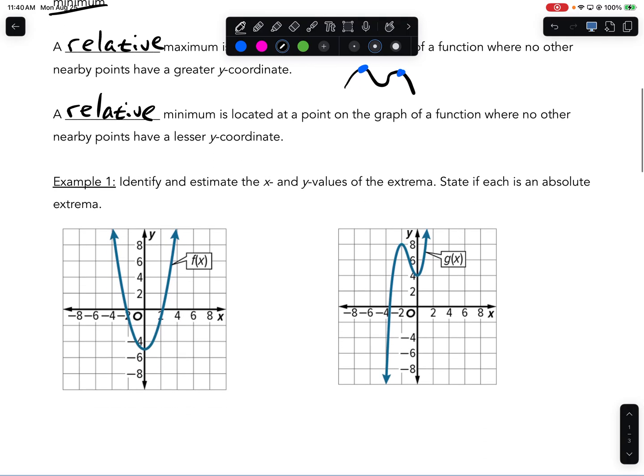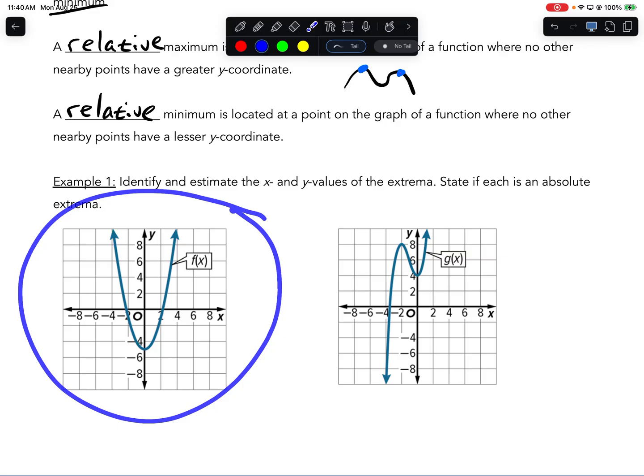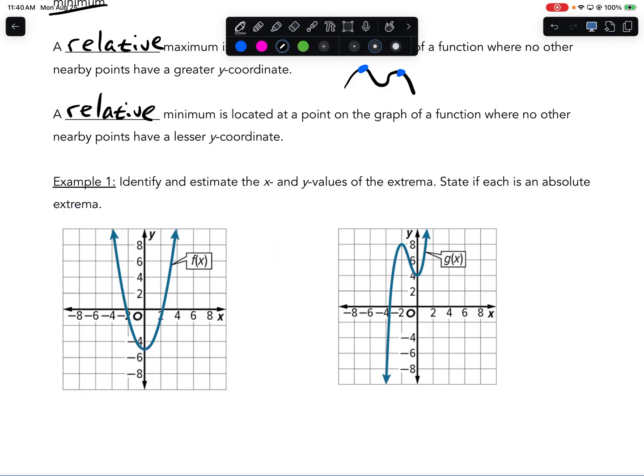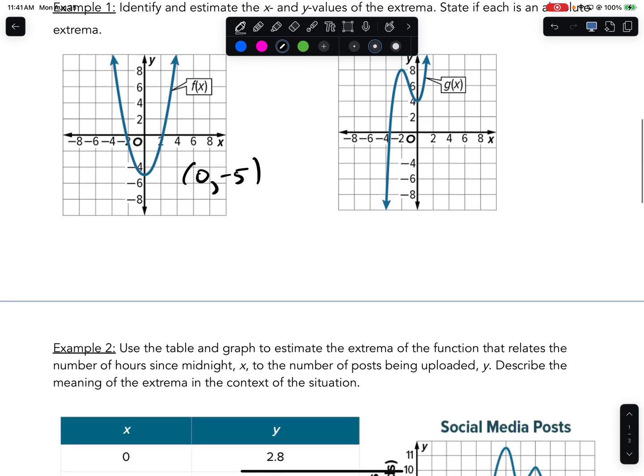Okay, so we're going to identify some of these now. So if I'm looking at this graph on the left here, does that have an absolute or relative min or max? Absolute min, right? Because this low point right here is the minimum. There's only one of them. That's why it's absolute min. So what is that absolute min if I get the ordered pair? 0, -5. That is the absolute minimum.